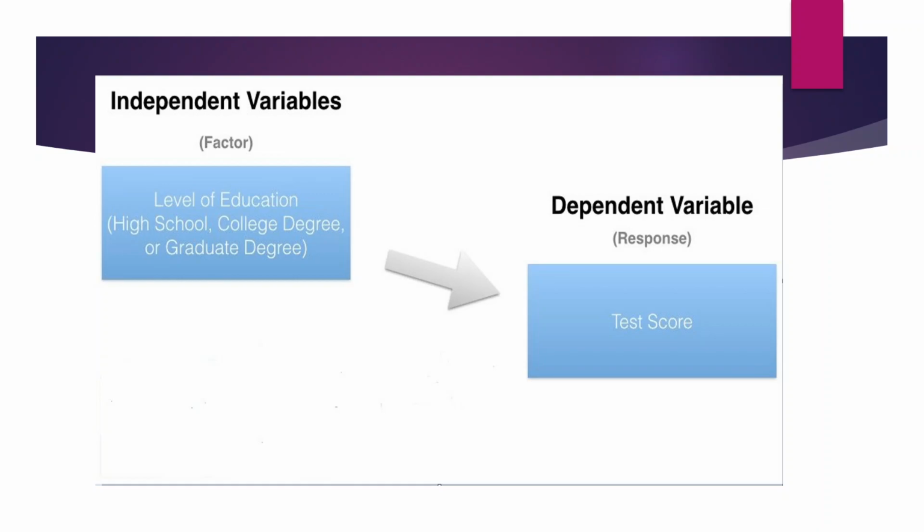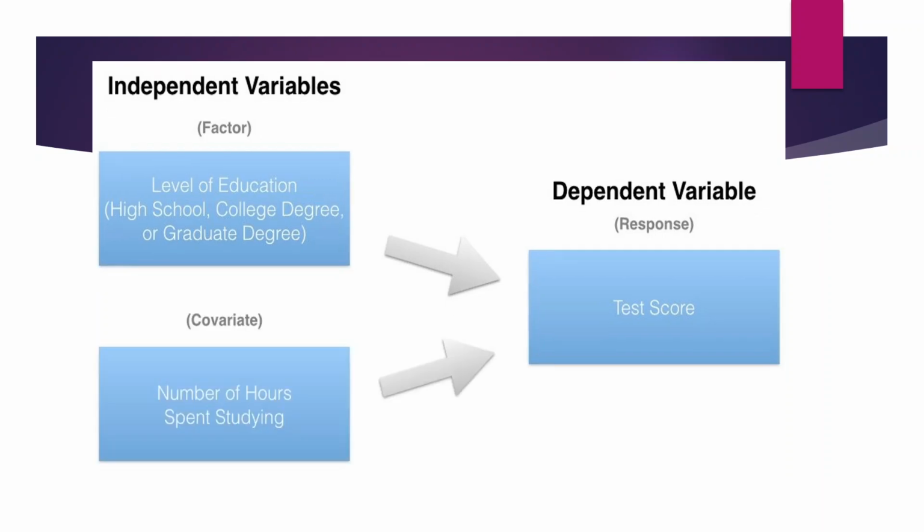But we forget one variable, which is studying time. Now this studying time also will have an effect on the test score. So if I want to get the pure effect of level of education on test score, I will have to control the covariate, which is the number of hours spent studying. So when I carry out ANOVA by controlling one variable, one factor, then it is known as ANCOVA.